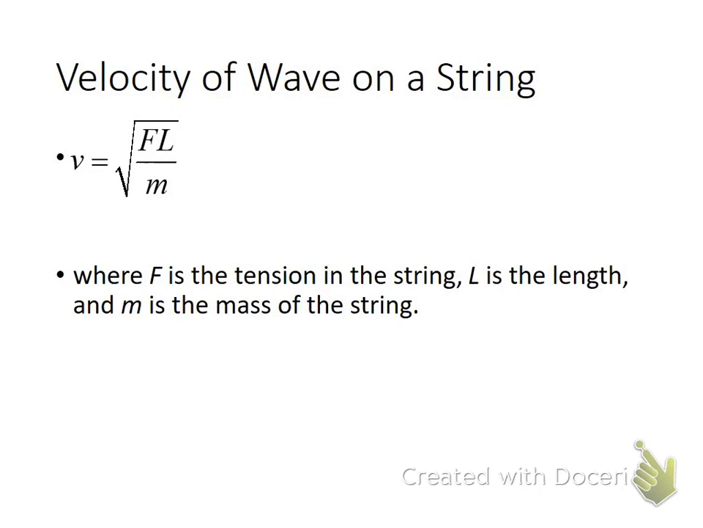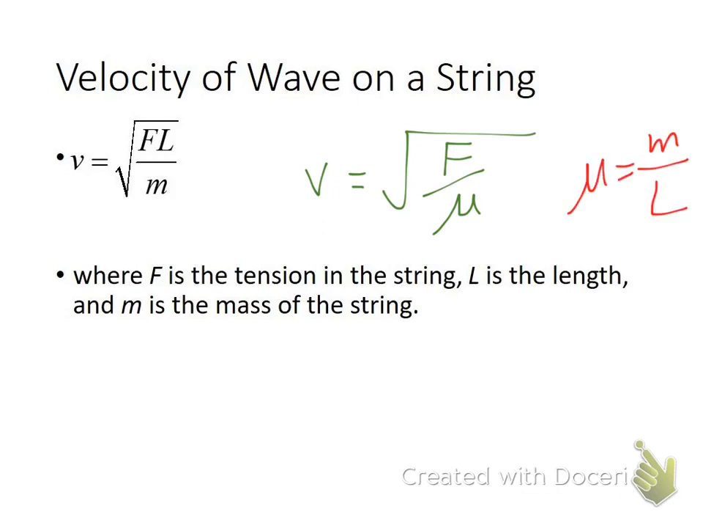If you have a string, you can find the velocity of the wave on the string using this equation, where F is the tension, L is the length, and M is the mass. Sometimes you'll see the equation written like this, where that Greek letter mu stands for the linear mass density. But it's the exact same equation either way it's written.